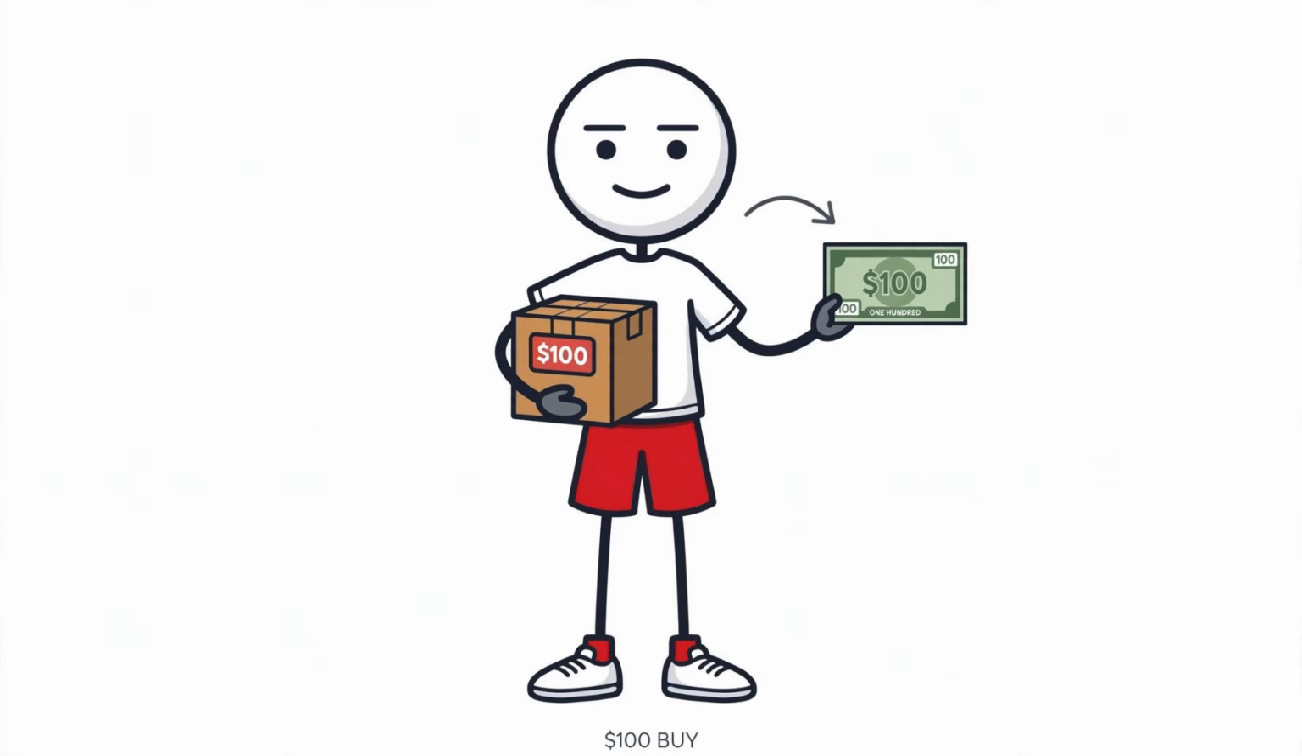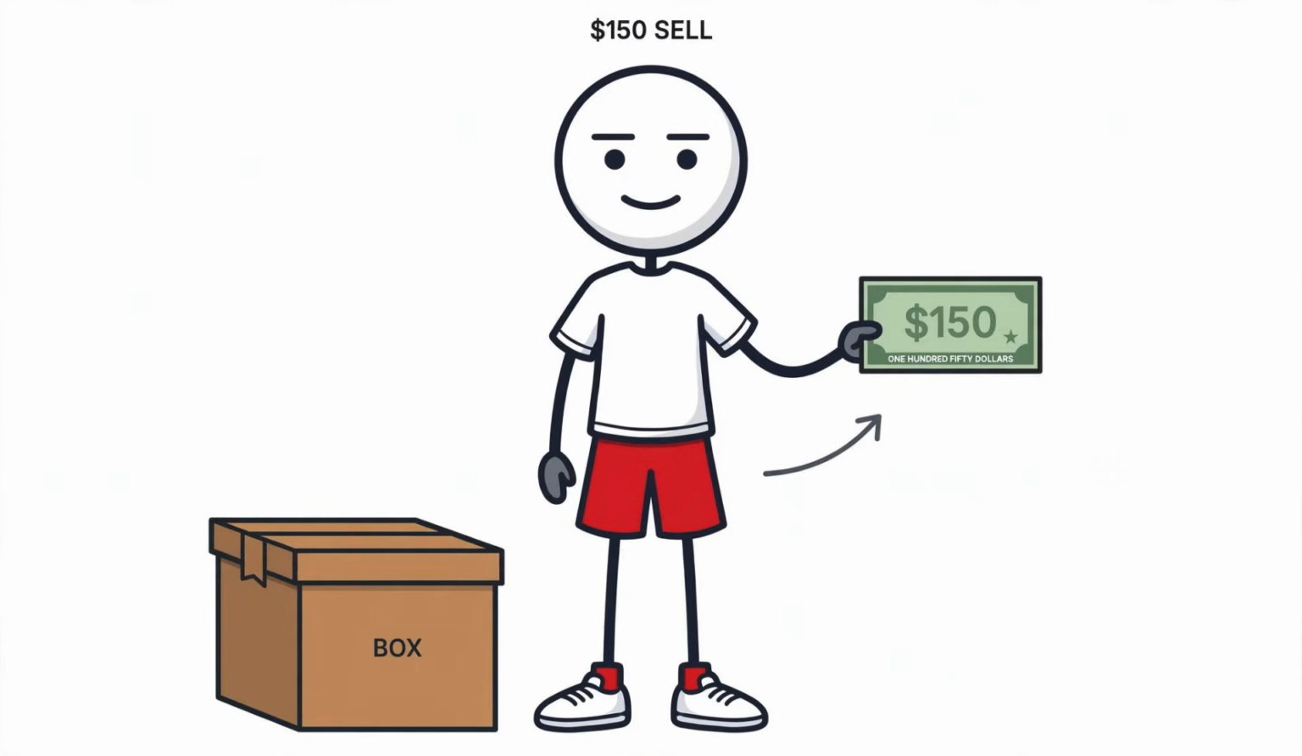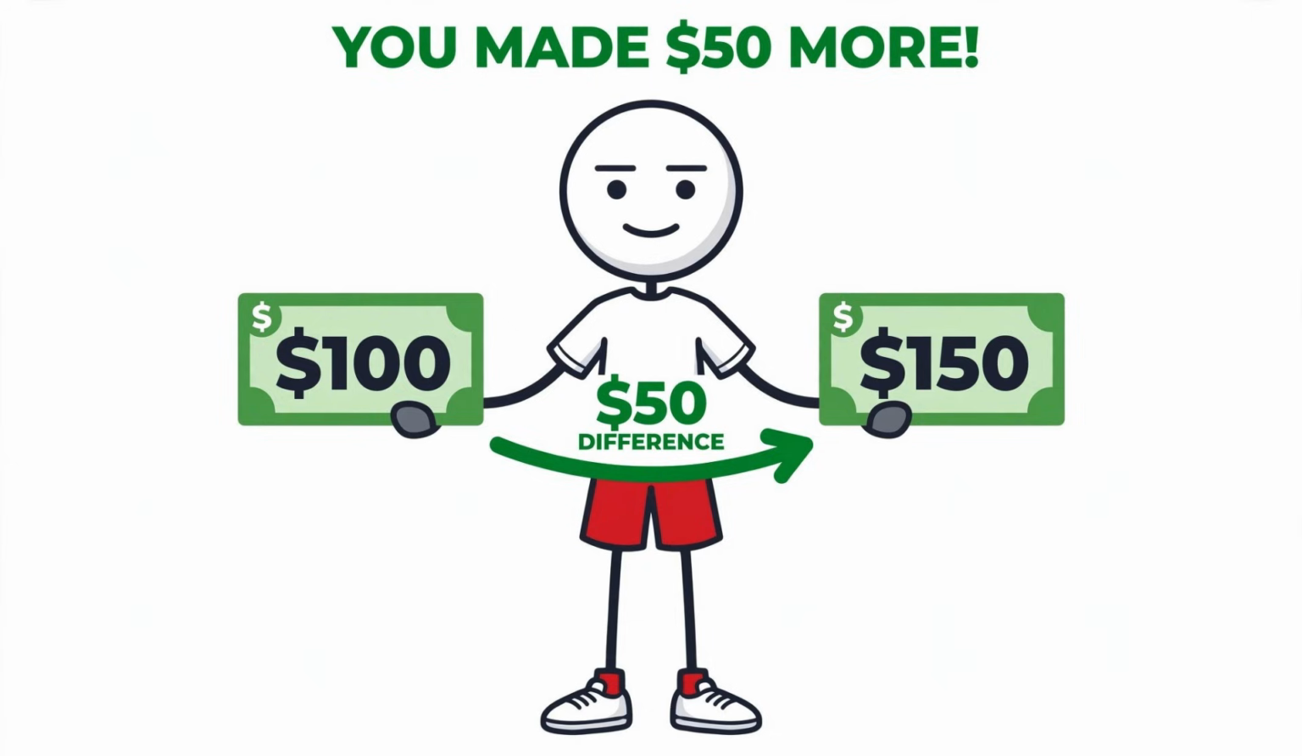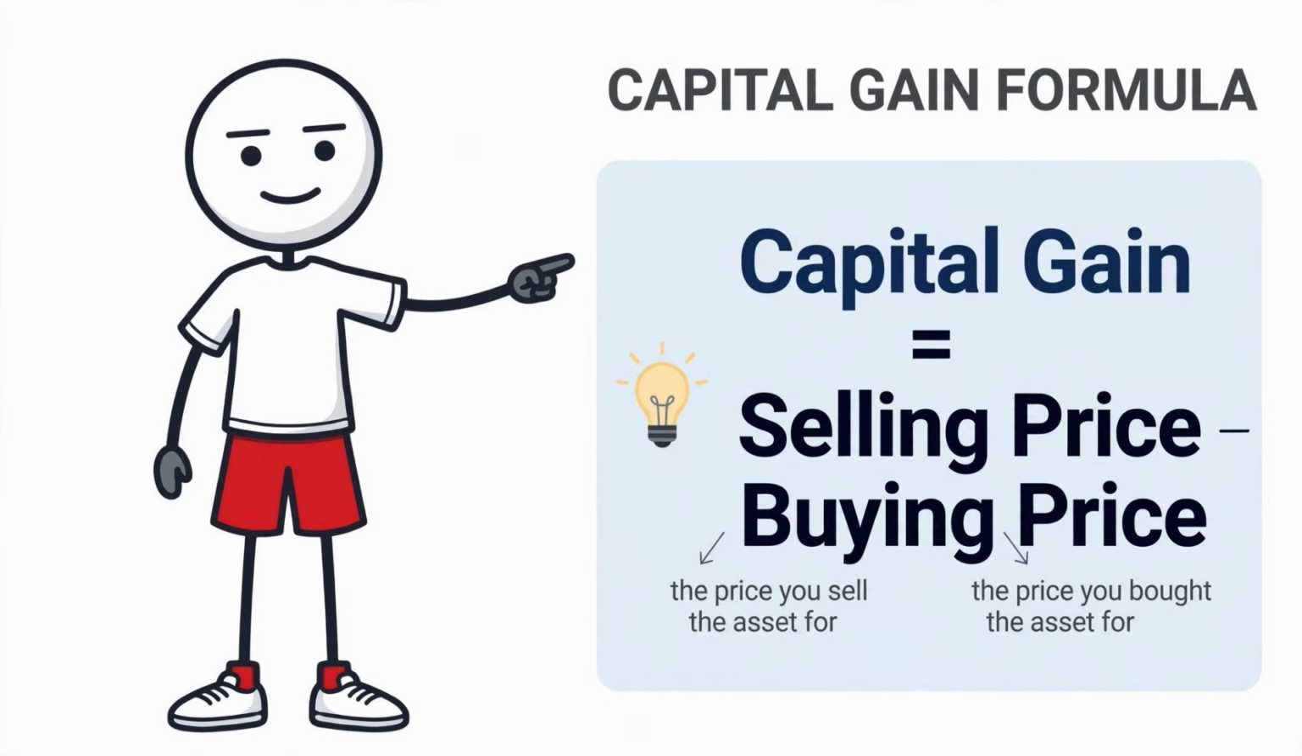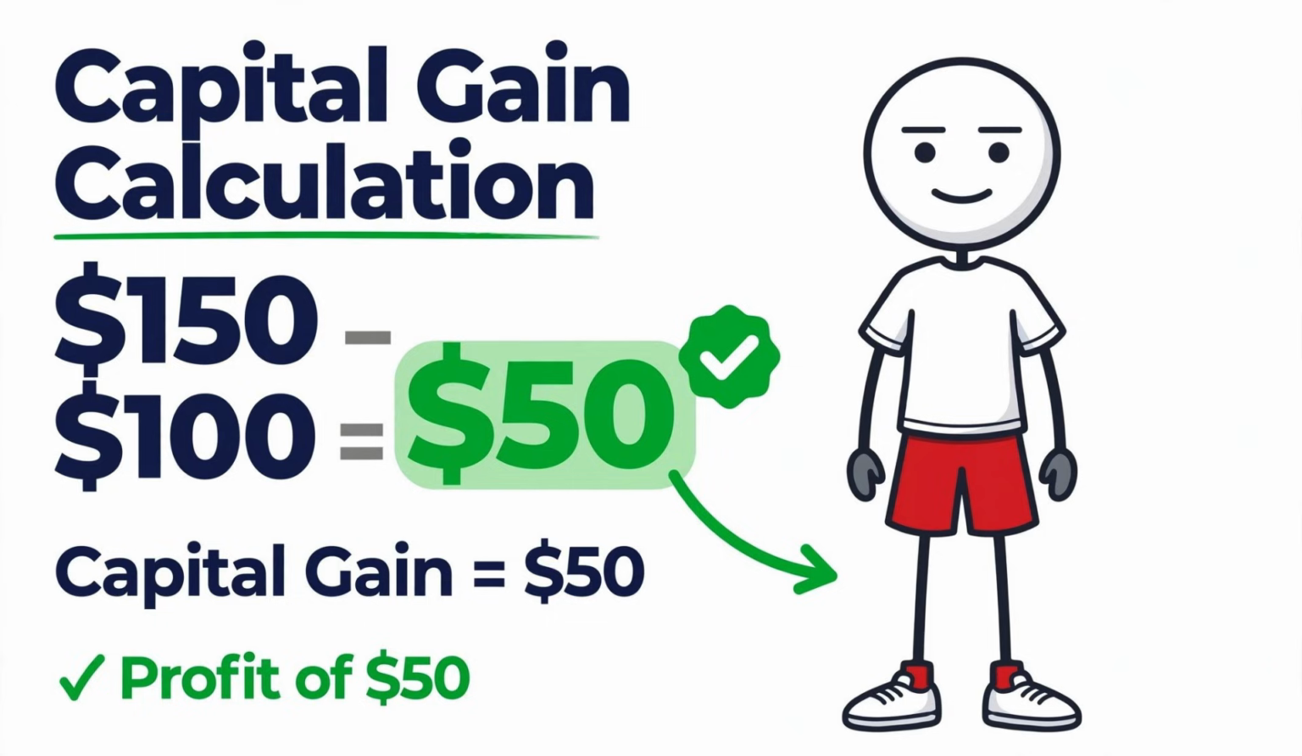Imagine you buy something for $100, and later sell it for $150. You made $50 more than you originally paid. That extra $50 is called a capital gain. Capital gain equals selling price minus buying price. So, $150 minus $100 equals $50 capital gain.